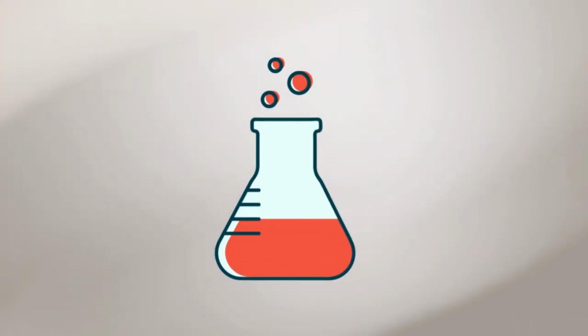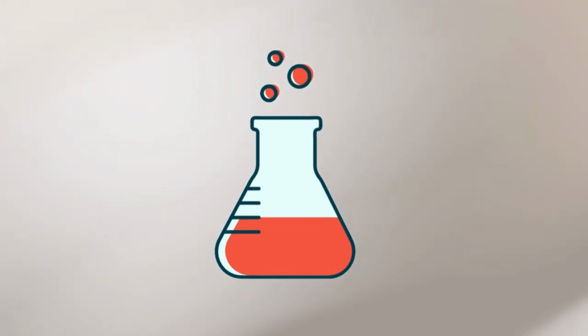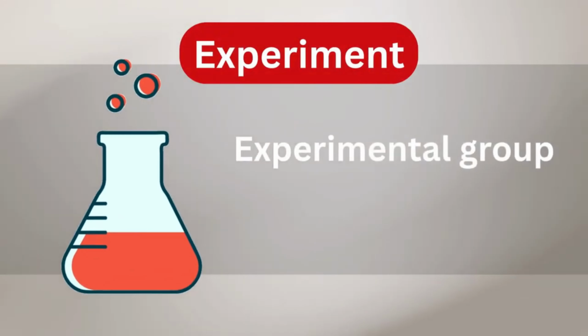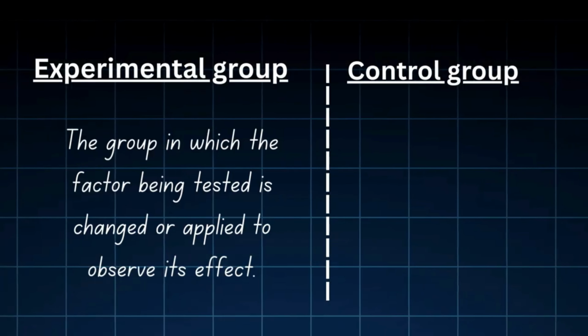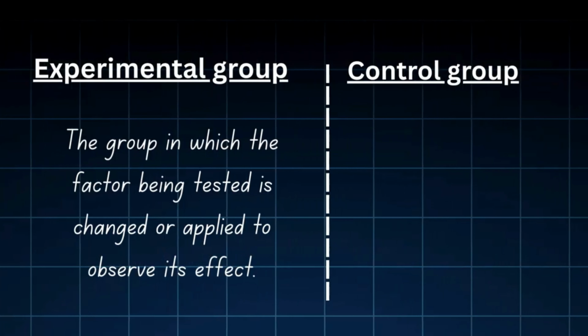To perform a fair test, scientists set up 2 groups, the experimental group and the control group. The experimental group is the one in which the factor being tested is changed.